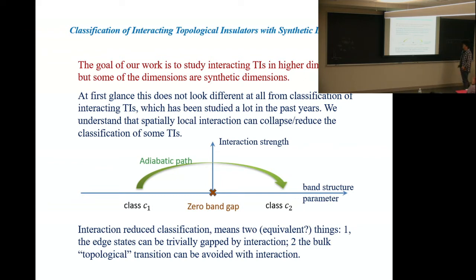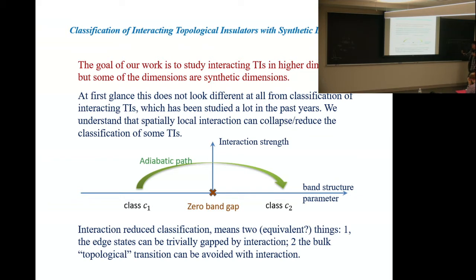So what do we know about interacting effects in topological insulators? This has also been mentioned in previous talks. At least we know that interaction can collapse, or reduce, the classification of a topological insulator. Without interaction, we may have a Z classification of some topological insulator. But under interaction, the classification may reduce to Z4, Z16, depending on the dimension and the symmetry.